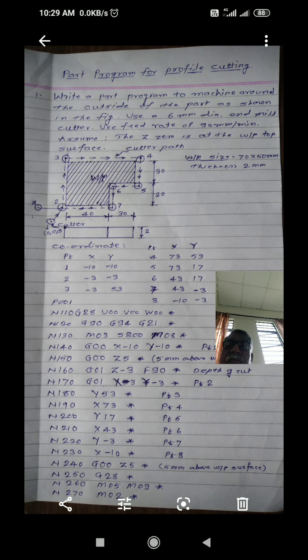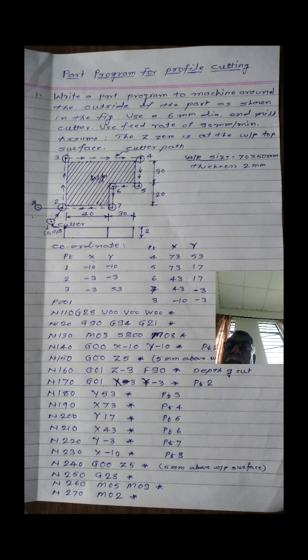Then move the tool from point 7 to 8. Here you can also move the tool from 7 to 2, but it is very easy to move the tool from 7 to 8. Therefore, what are the coordinates of the point 8? Minus 10, minus 3. The y coordinate remains the same. Therefore, you just mention the x coordinate. So in block number N230, X minus 10, end of the block, that is point 8. Means here your profile cutting operation is completed.